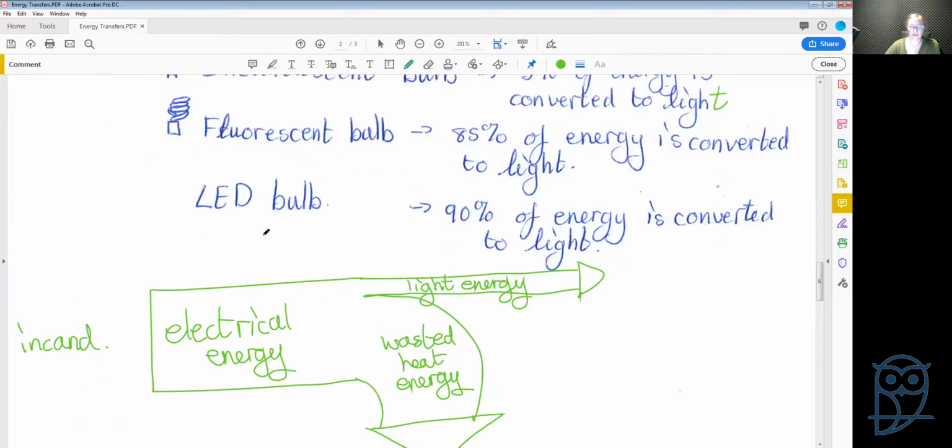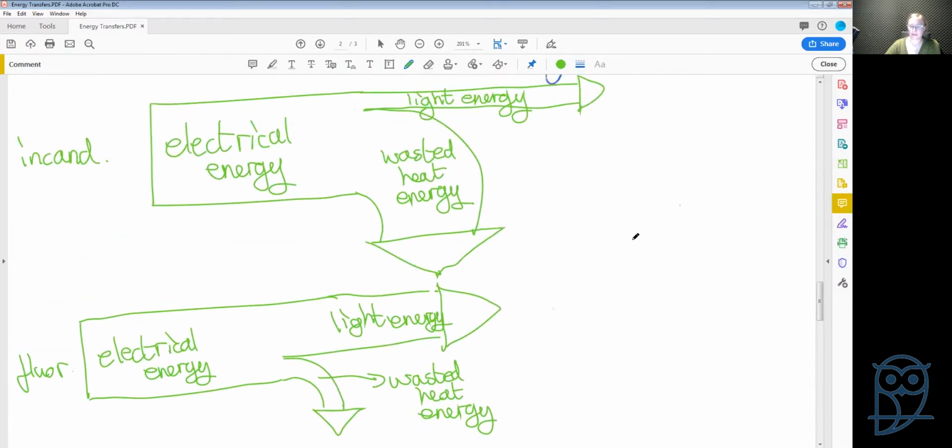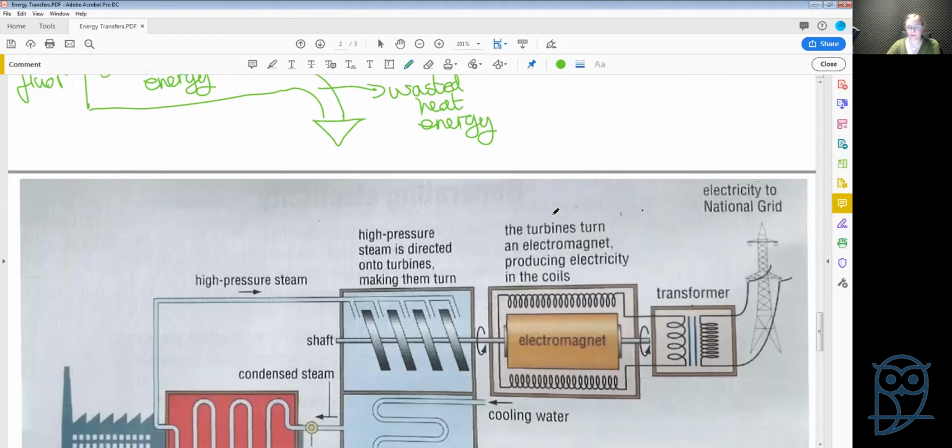And then our last kind of bulb here is an LED bulb, where 90% of the energy is converted to light. So it's going to look fairly similar to this one, except we're going to have an even smaller wasted arrow. There we've got our output energy that we want. And over here, a very tiny arrow, that would be our wasted energy. So this is the LED. I'm not going to fill it in completely because it looks pretty much the same as those.